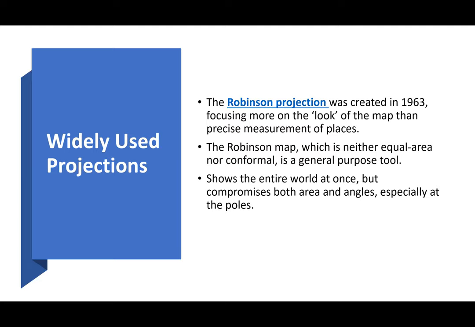Another projection that's widely used is the Robinson projection, fairly recent, created in 1963, and it focused more on the look of the map than precise measurements of places. So this particular type of map, it's neither equal area nor conformal, is a general purpose tool. So when we're thinking about those different map types, general reference maps, it shows the entire world at once, but compromises both area and angles, especially at the poles.